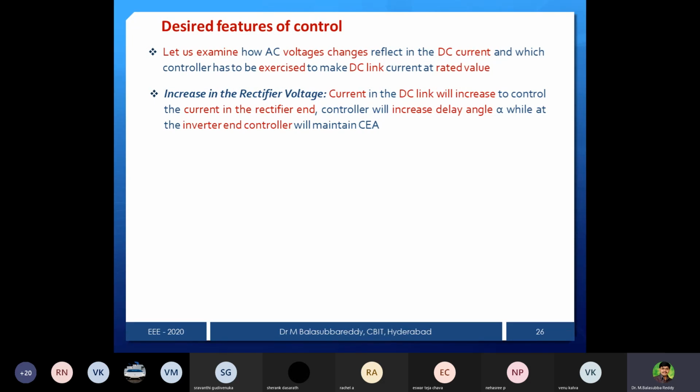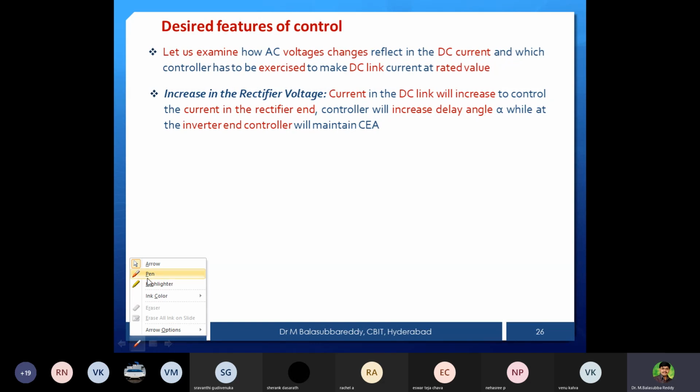So the first scenario is an increase in the rectifier voltage. If we increase the rectifier voltage, the current in the DC link will also increase. To control the current at the rectifier end, the controller will increase the delay angle. Why do we need to increase the delay angle? To maintain rated current. The DC link current has to be the rated value, but if the rectifier voltage increases, the DC link current also automatically increases. To keep the current constant at the rectifier end, the controller will increase the delay angle, while at the inverter end the controller will maintain a constant extinction angle.